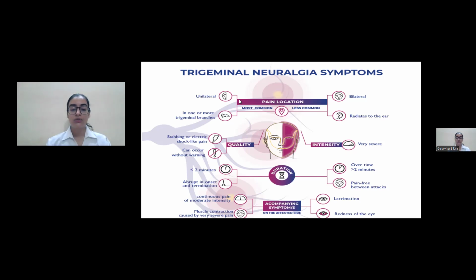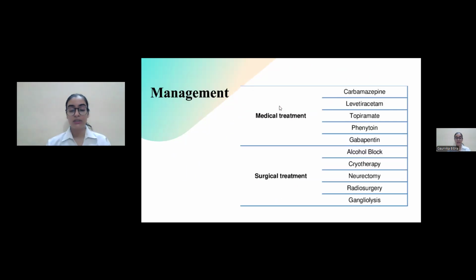Accompanying symptoms on the affected side would be continuous pain of moderate intensity, or muscle contraction caused by very severe pain. There could be lacrimation or redness of the eye. The management will include medical treatment and surgical treatment.